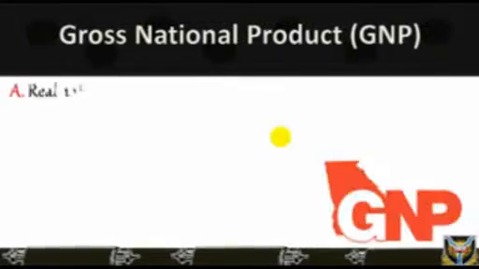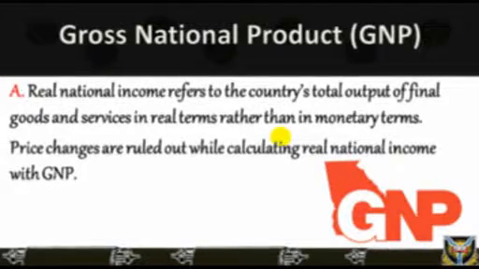Real national income refers to the country's total output of final goods and services in real terms rather than in monetary terms. Price changes are ruled out while calculating real national income with GNP. This is unrealistic because price changes are a measuring parameter which is inseparable in modern economy. Therefore, variations in prices are inevitable within the economy.